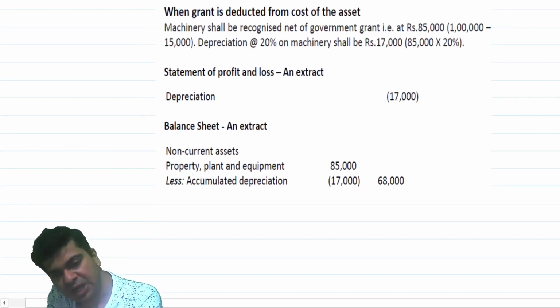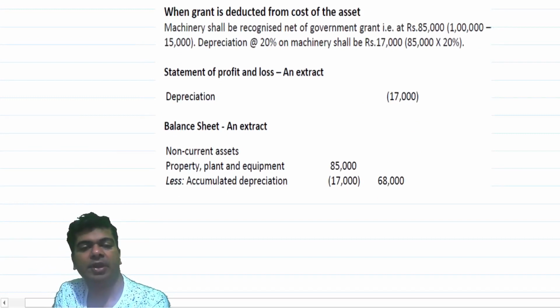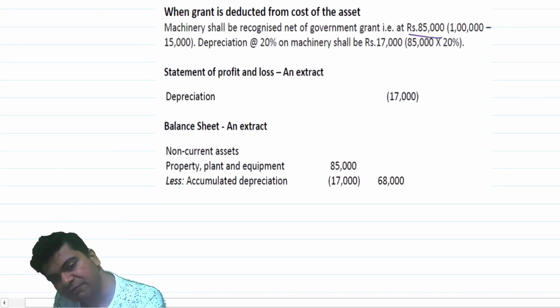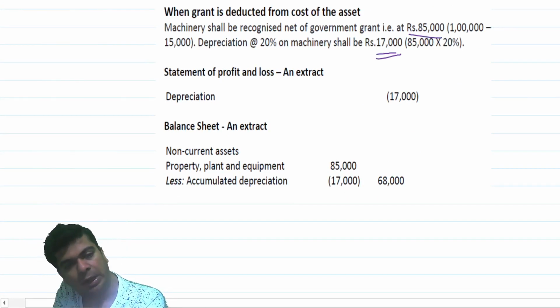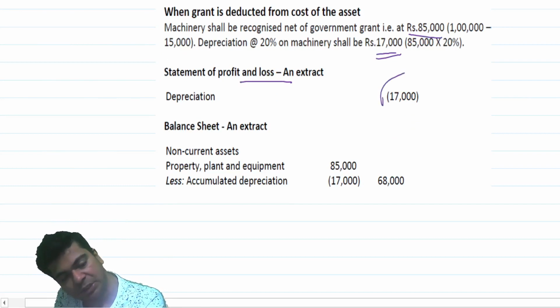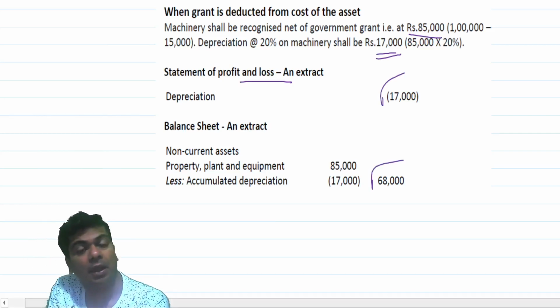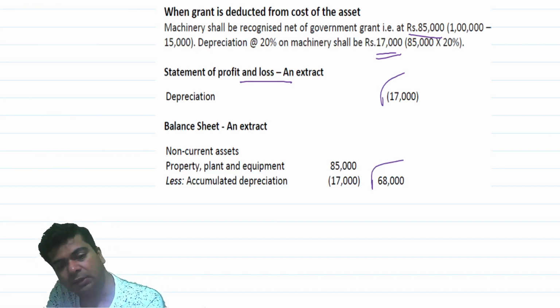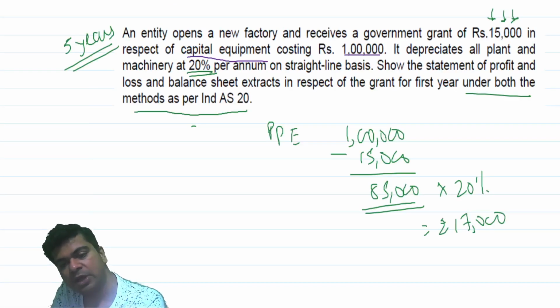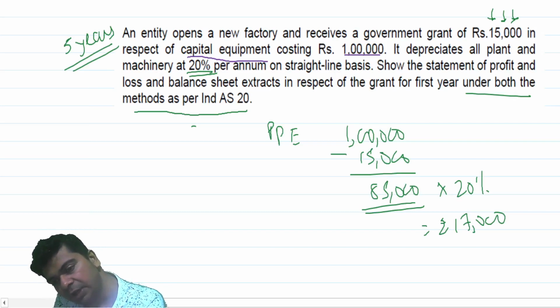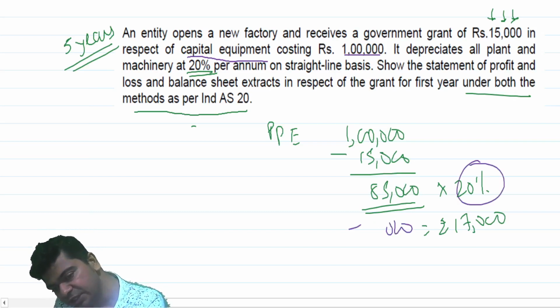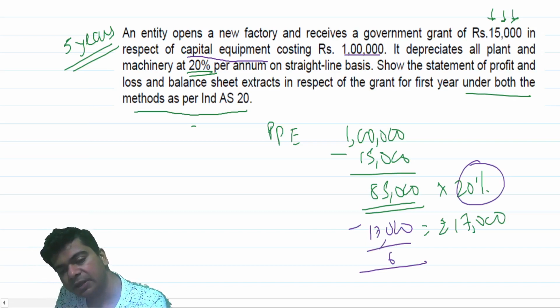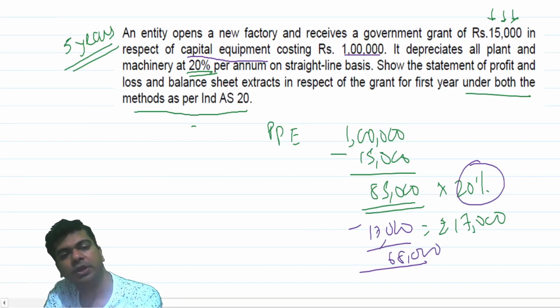So when grant is deducted from the cost of the asset, machinery will be recognized net of the government grant. I'll show it at 85,000, 17,000. In the P&L, debit depreciation 17,000, non-current asset PP less accumulated depreciation 85 minus 17. You will be showing your PP in the outer column at rupees 68,000. Right, that's why I was saying that we will show at 85, depreciation 20%, deduct this 17, yes, and we are getting 68,000. Show it in your balance sheet.